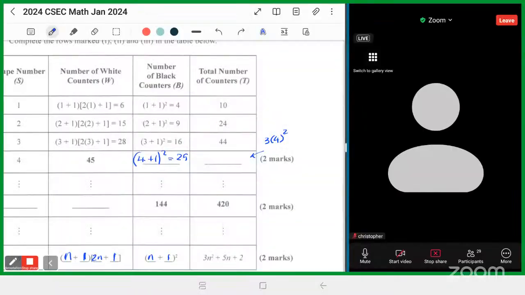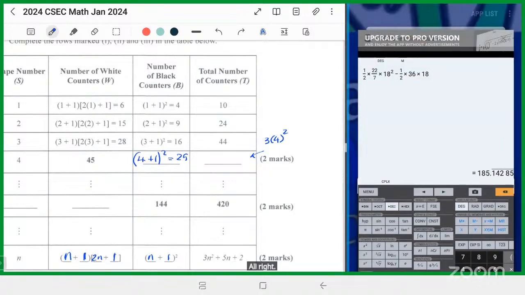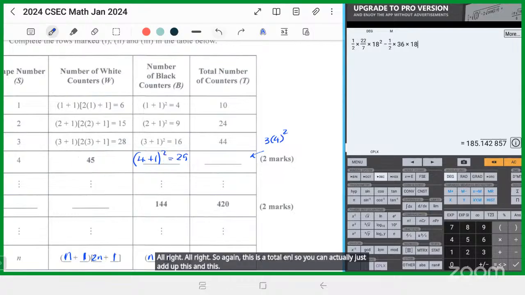All right, we're back. We're back, Christopher. Oh, yes, sir. All right. So again, this is the total, you know. So you can actually just add up this and this. 45 and 25. How much is that? 70.